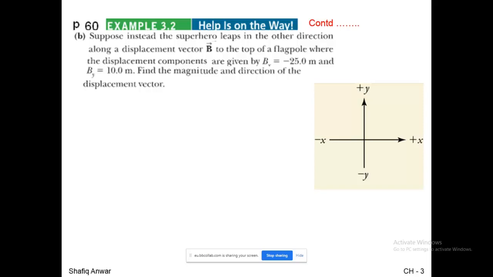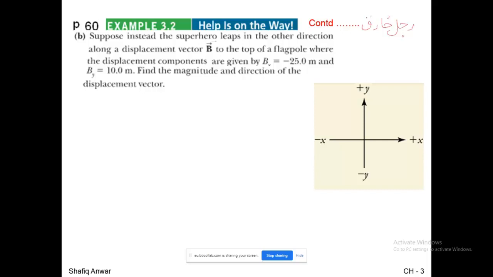B part. Now, suppose instead a superhero. Okay, superhero. Help is on the way. Superhero is superhero. رجل الخارق, صح? Right.